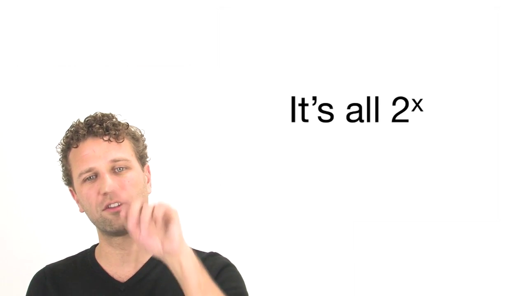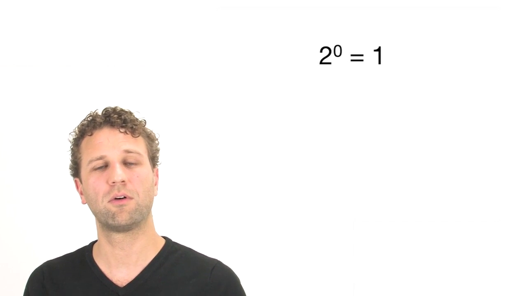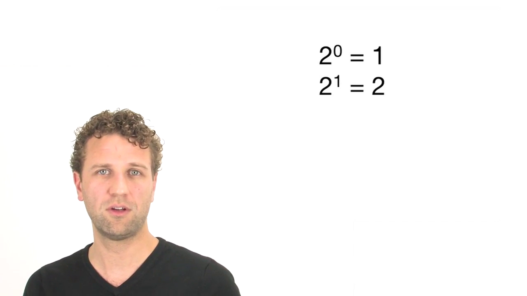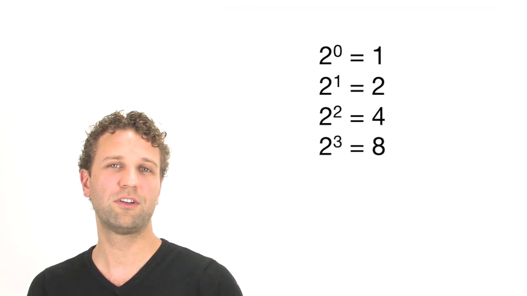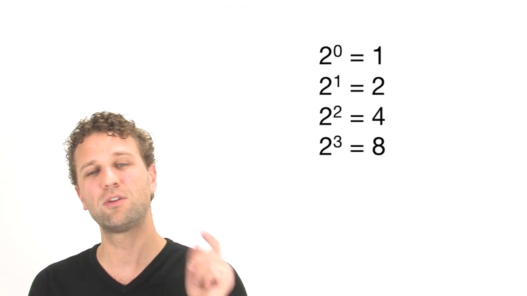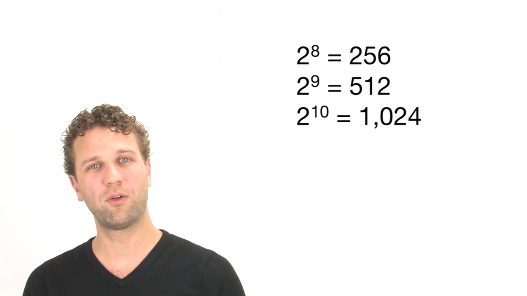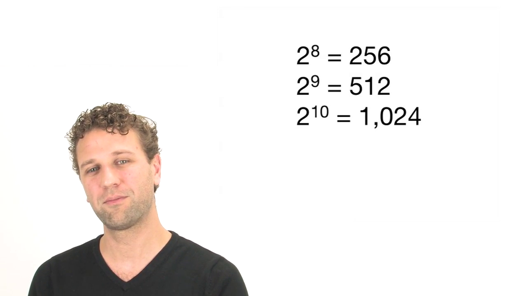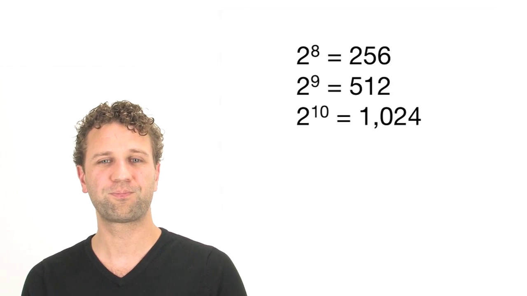So 2 to the 0th is 1, just like everything to the 0 power is 1. And then 2 to the 1st is 2, it's itself. 2 to the 2nd is 4. 2 to the 3rd is 8. 2 to the 4th is 16. And as we go up, we reach the following numbers: 256, 512, 1,024. So 1,024 is 2 to the 10th, by the way.